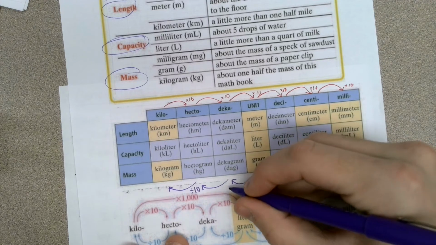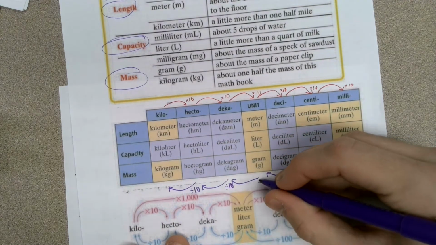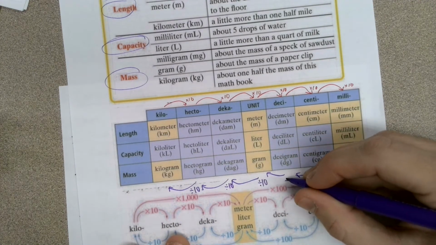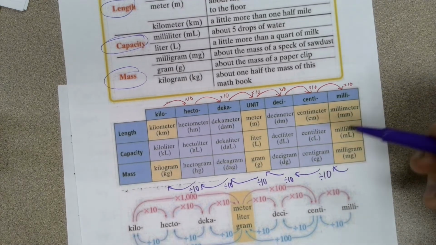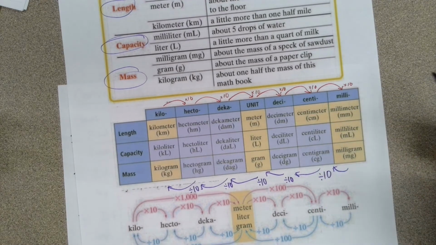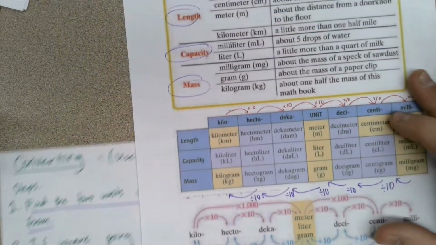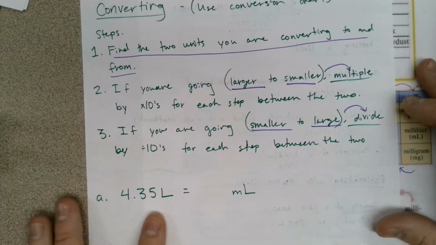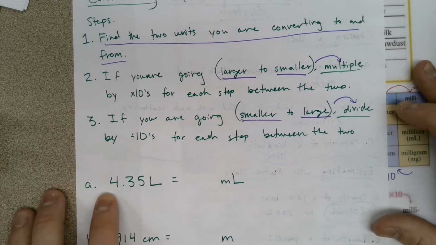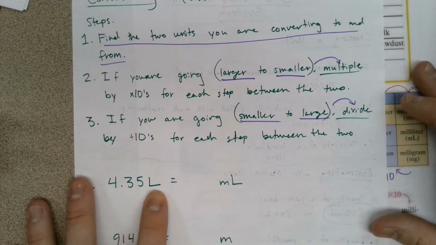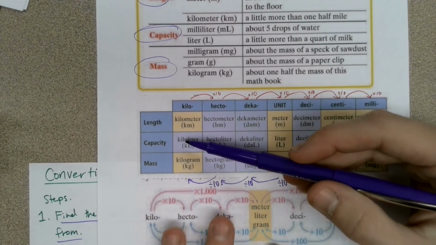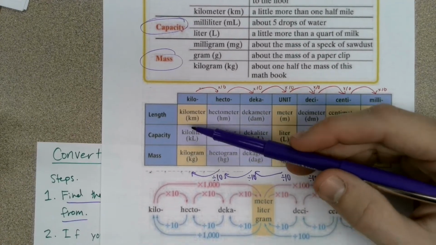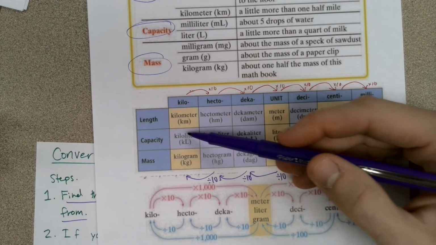Divide by 10, divide by 10, divide by 10. So basically what we have to do is count up the amount of steps between the units we're trying to convert and multiply or divide by 10 appropriately. For example, on my first one, they want me to go from 4.5 liters to milliliters. So I look up at my chart. I know that liters is capacity, so I'm looking for my capacity line right here.